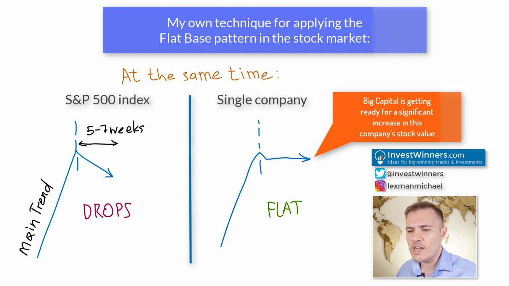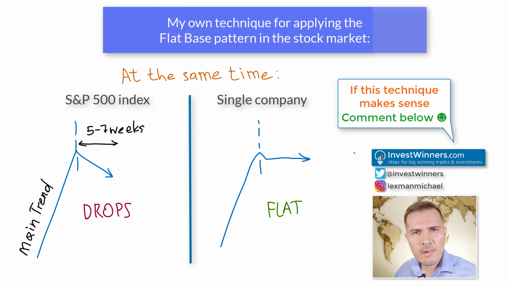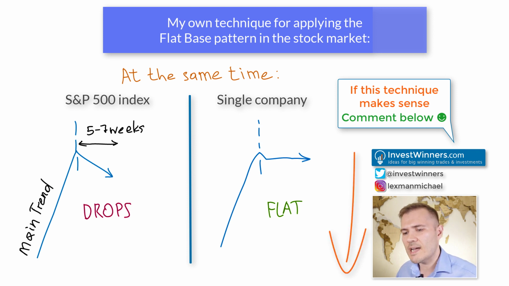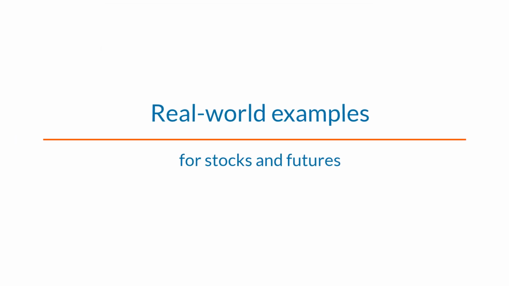While most major American stocks are dropping, the price of the company we have found stands still. This means that investors are buying it at a certain price point. When the market reverts, such a company's stock price will rise faster and higher than the rest of the market. Now let's see this pattern in action in real-world market conditions.